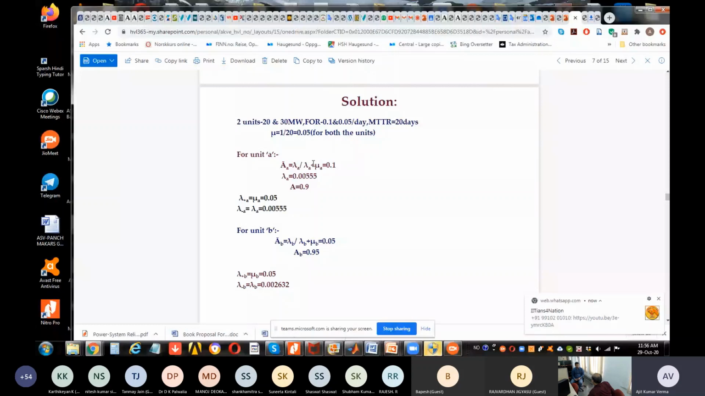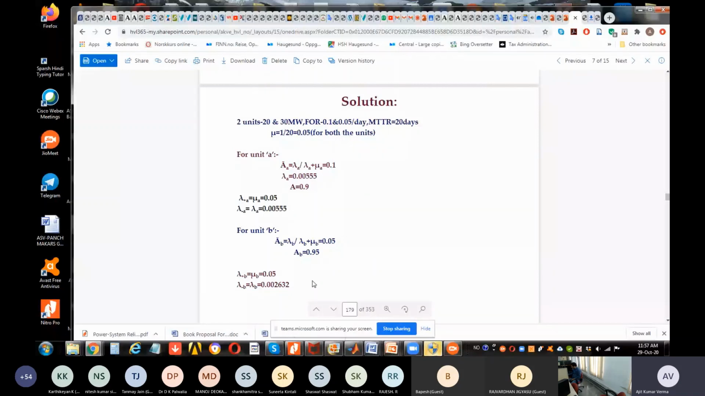Now you already have the transitions to a higher state and a lower state. Lower state means failure rate. Higher state means repair rate. So we have already calculated for the 20 megawatt unit. For the 30 megawatt unit, the unavailability is 0.05, and therefore the availability is 95%. And since you know the repair rate, which is 0.05, you can find out the failure rate, which is 0.002632. You substitute in this expression and you get it.